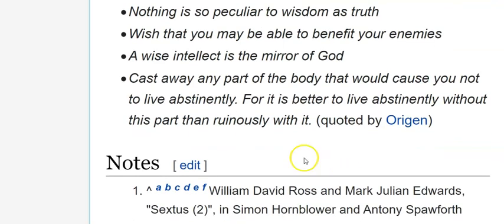Yeah, very telling. Cast away any part of the body that would cause you to not live abstinently. Right? Of course, what's that about? Think about it. The only part of the body you can cast away that would not cause you to live abstinently, you can't cast your stomach away or something like that, you know what I mean? I think you have to be talking about your bits and pieces, innit? Cast away. You know what I mean? It's the only thing it can be alluding to, innit?